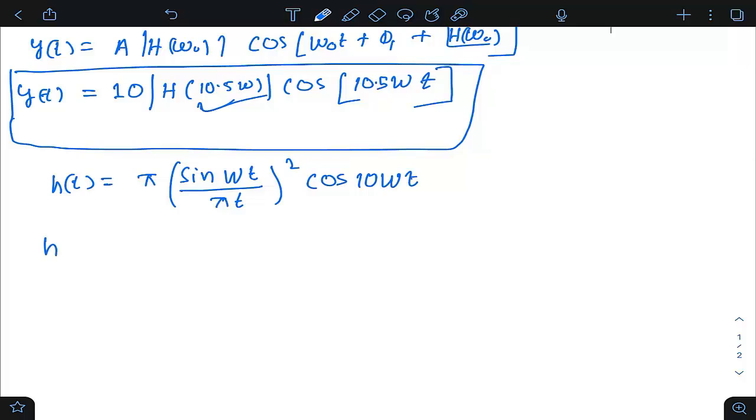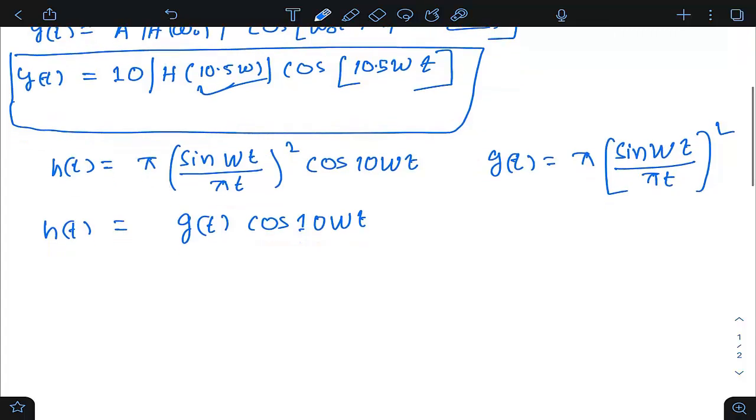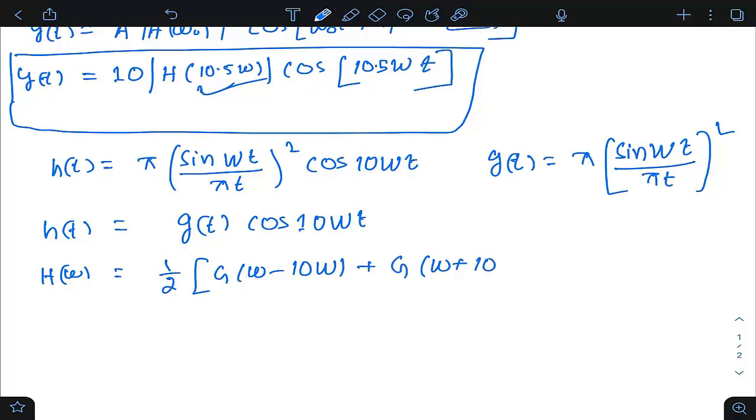So let us say that h(t) is equal to g(t) into cos(10Wt). What is g(t)? Here I mean that g(t) is equal to (π sin(Wt) divided by πt) whole square. This is what your g(t) is. If it happens, then H(ω) is equal to half of G(ω − 10W) plus G(ω + 10W). This is by the modulation property, right?